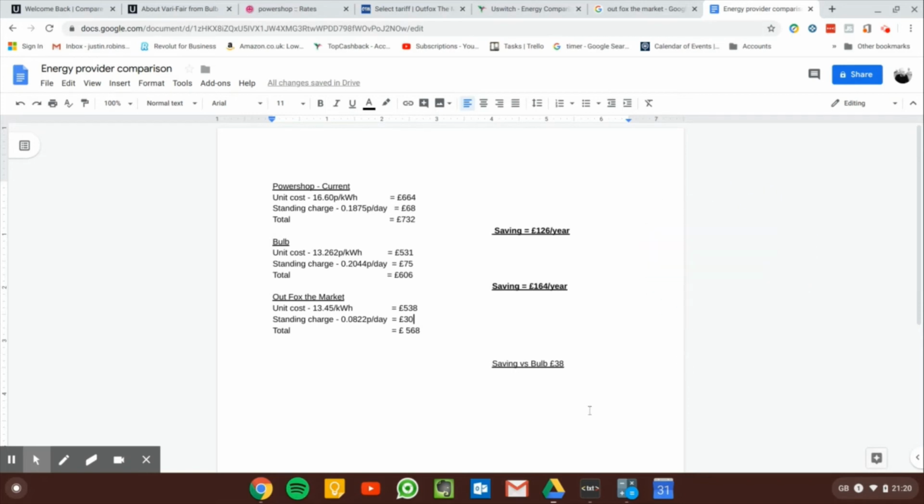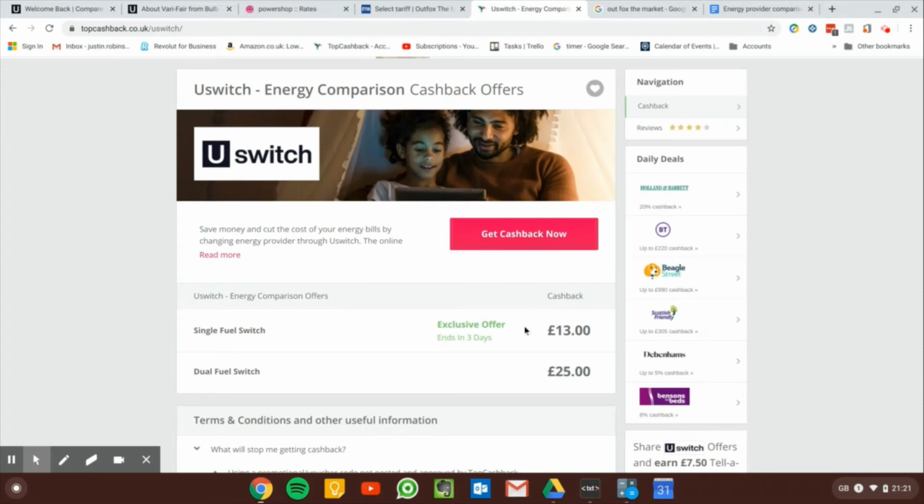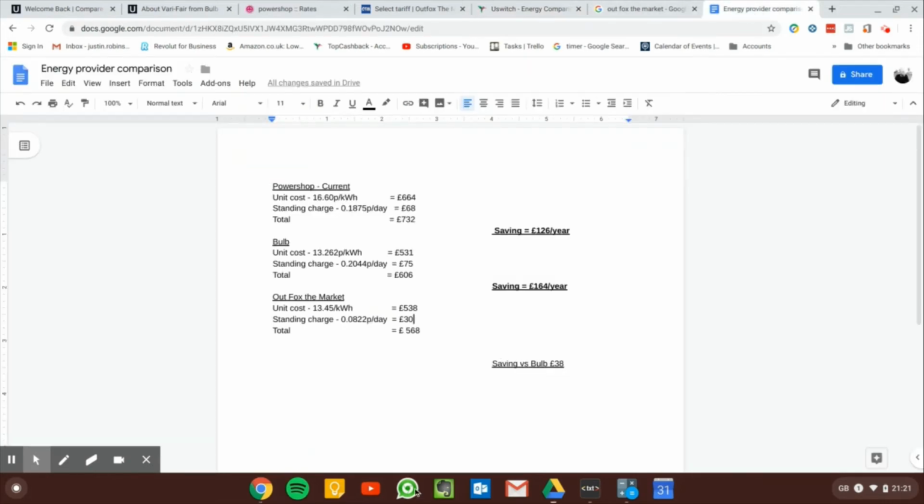So only be £25 difference then. So that's one option to save money. Additionally, Bulb offer £50 to someone who recommends you. So they get £50 and you get £50. So suddenly then that actually makes Bulb more appealing again.